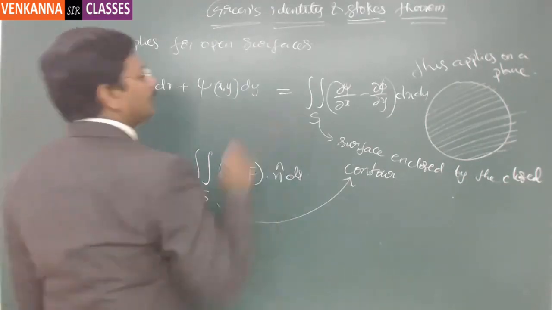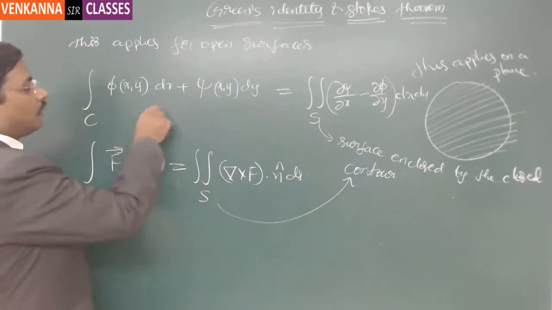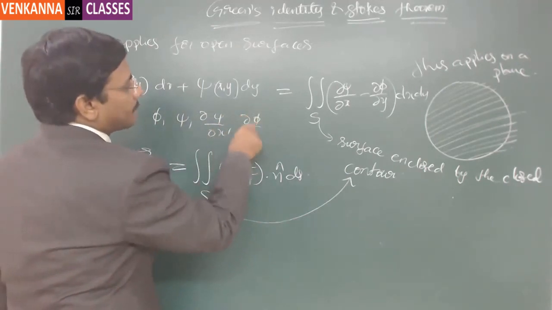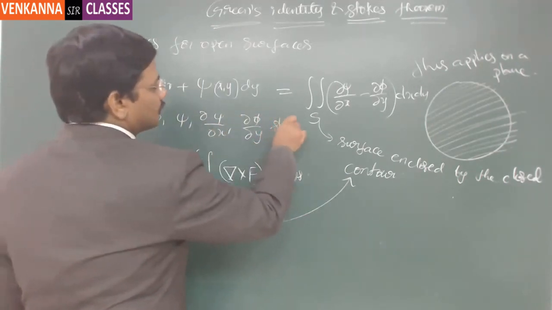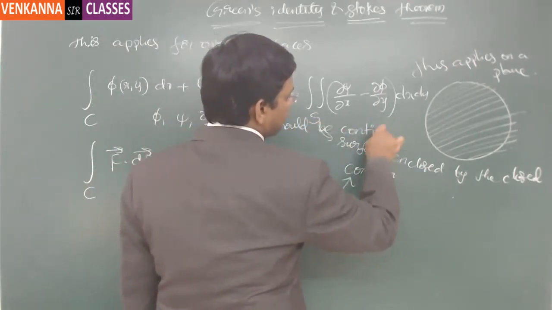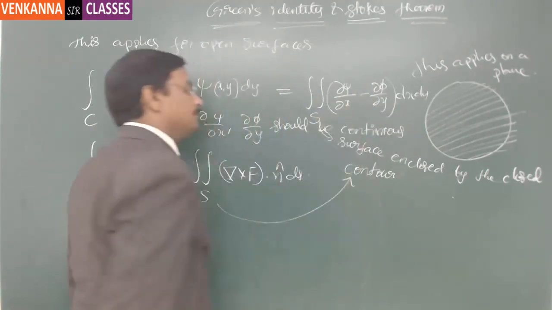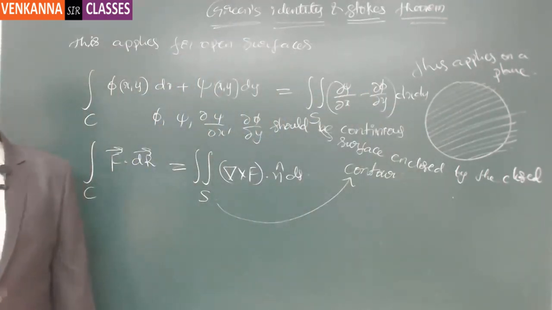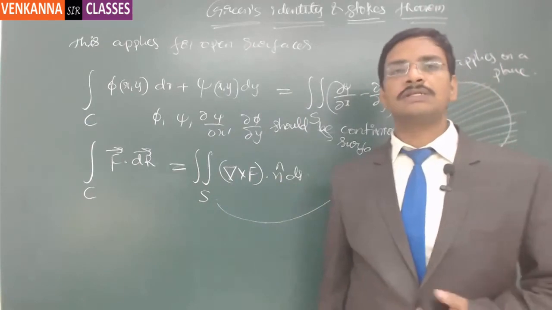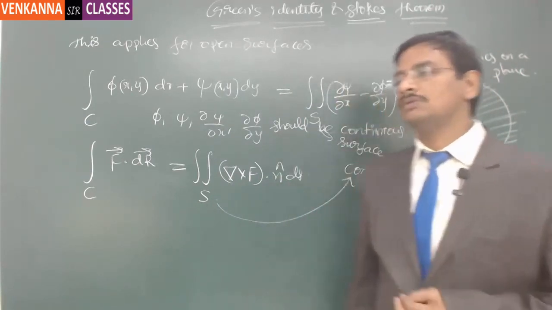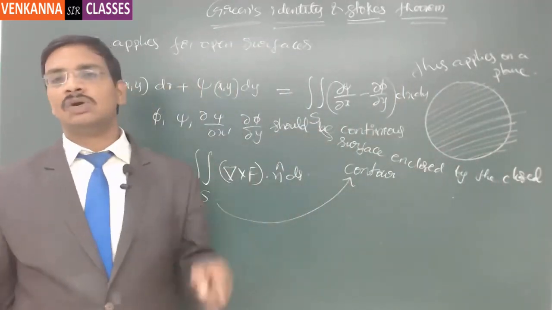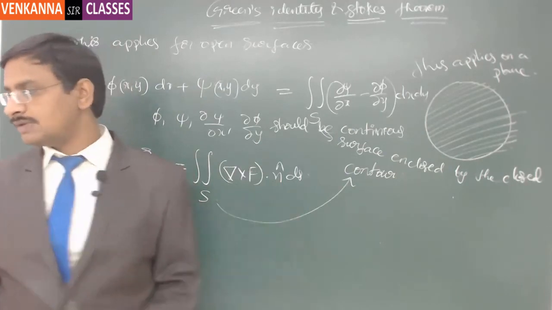Here, for Green's theorem, the condition is obviously that phi, psi, dou psi by dou x and dou phi by dou y should be continuous functions. This is most obvious. So these are the two important theorems which talk about a closed contour. In the Gauss divergence theorem, we are talking about a closed surface which encloses a certain volume. Here, a closed contour which encloses a certain region or surface. That is the difference.